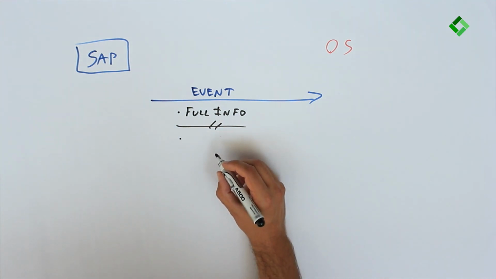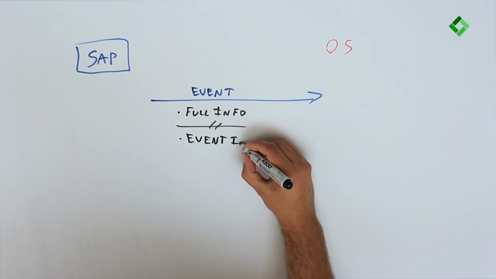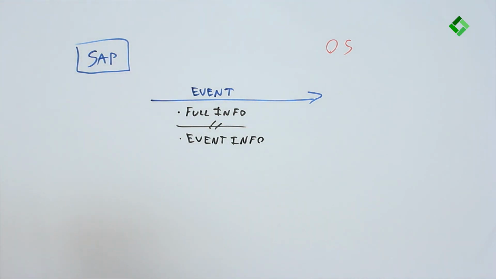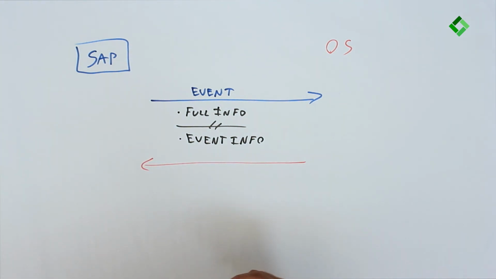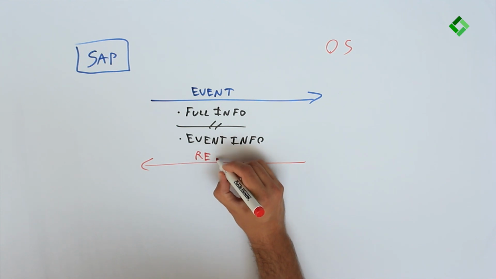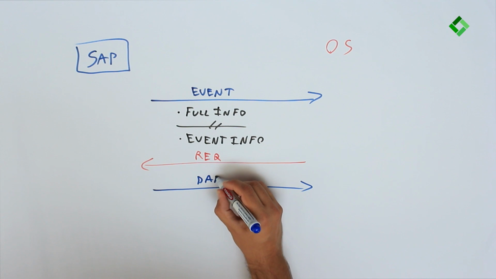But due to the complexity of data that can be changed in SAP, SAP can also just inform OutSystems that a specific object has been changed. With this information, OutSystems can request all the data from SAP for that specific object in order to update everything that has been changed for that object.